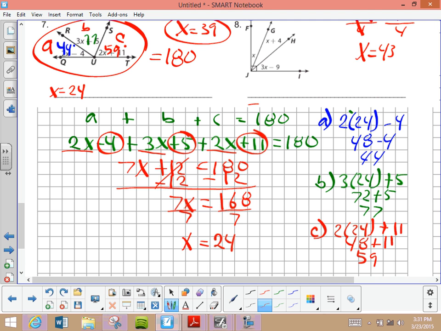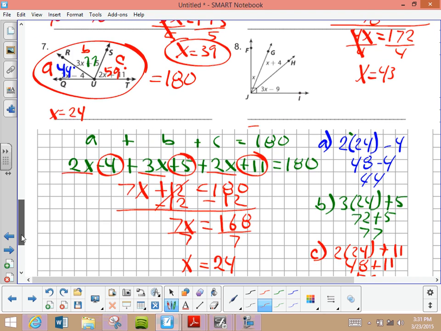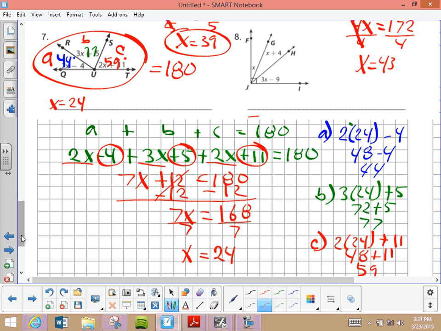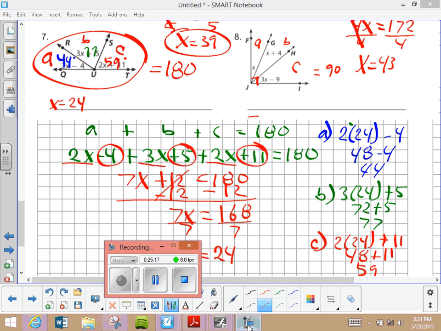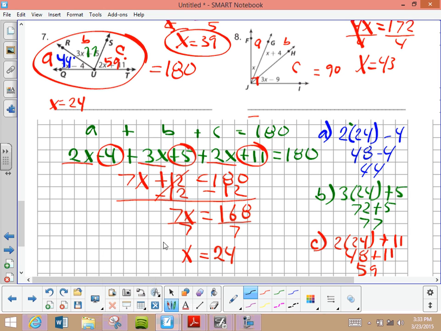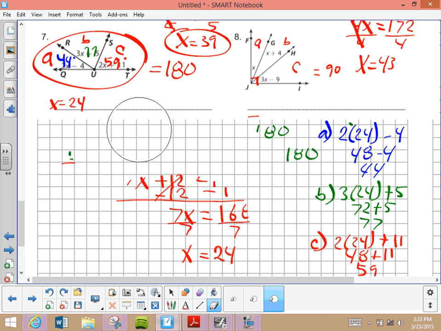So for the next 5 minutes, I want you to do exactly the same thing with number 8. But are you going to use 180? Use a 90, because this one is a 90-degree angle. So it'll be A plus B plus C equals 90 degrees. Do it the same way. I'm going to leave it over here as a guide. So let's do the other one. I'm going to erase all this so you can have more room.